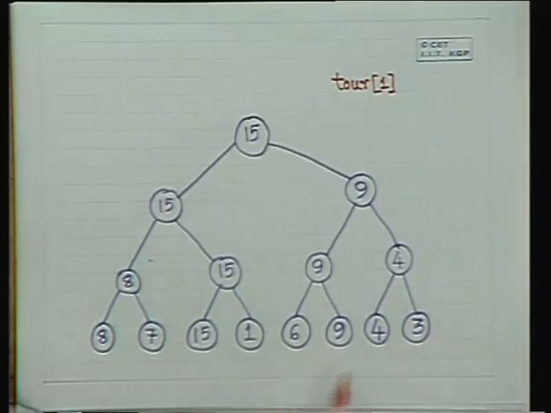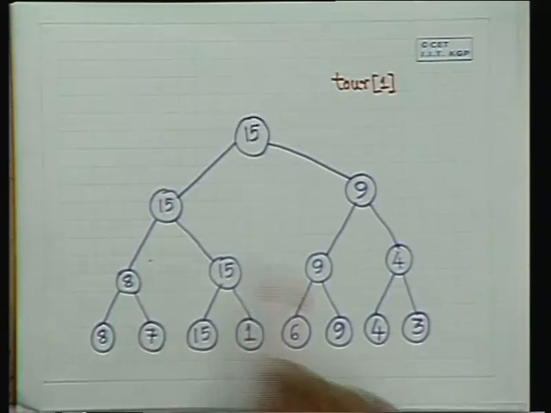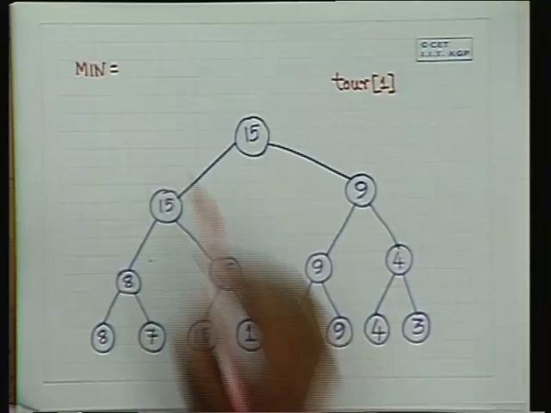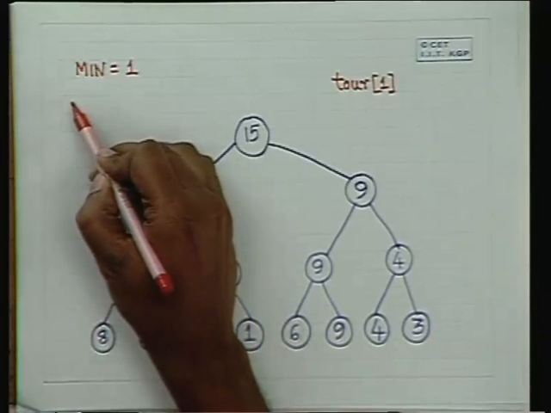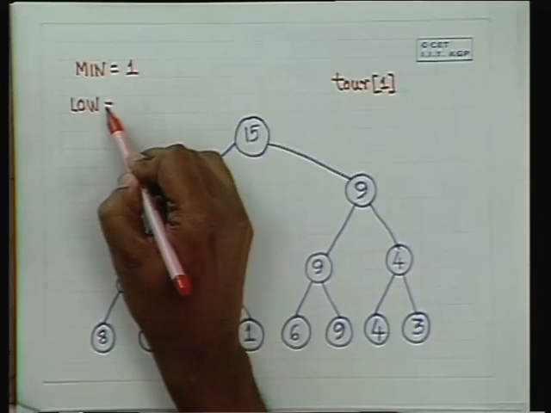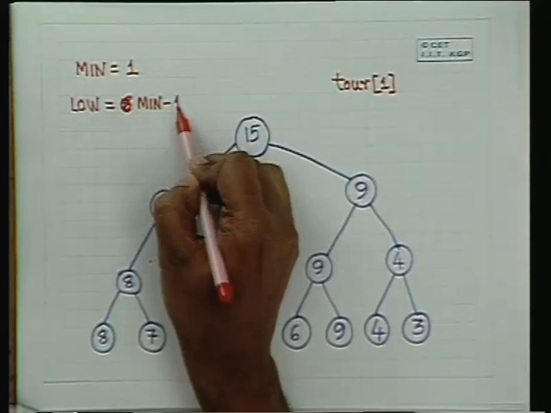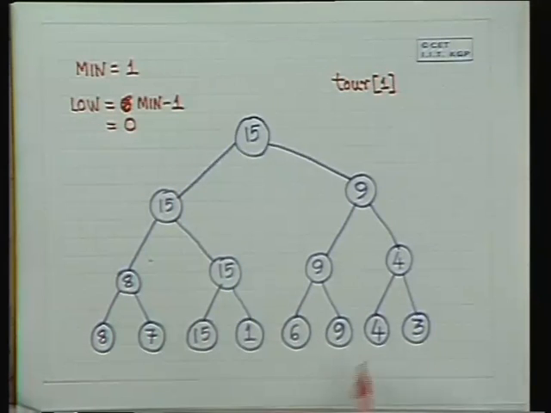Now once you have built up the tournament, you can also find out the smallest element, because the way we did our largest and smallest, we can also find out the smallest element. So let us say the minimum element here can be found out and is 1. So there is no number smaller than 1 here. So let us define a value called low equal to min minus 1. That means in this case it is 0, and in every case it will be smaller than the smallest element.